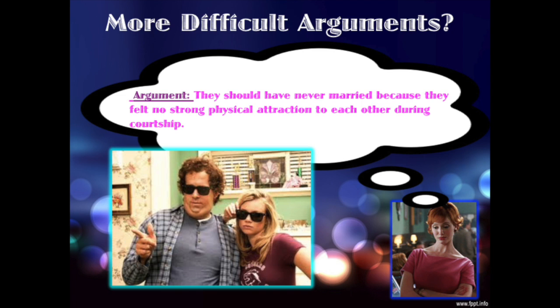Okay, so let's say that someone makes this argument about a couple. They should have never married because they felt no strong physical attraction to each other during courtship. So when we look at this argument, we want to break it down into a verbal equation. We want to identify the premises and the conclusions, and we want to watch out for any hidden premises. I will tell you that in this argument, there is in fact a hidden premise. So let's start by breaking down our verbal equation.